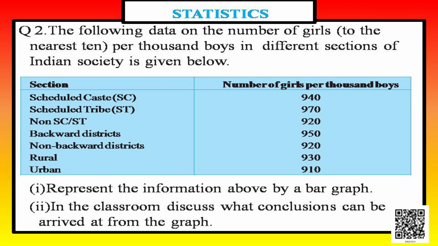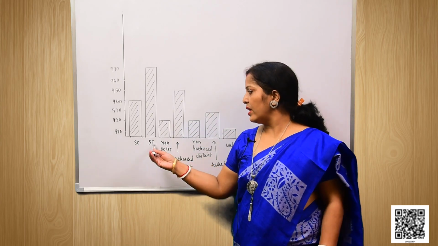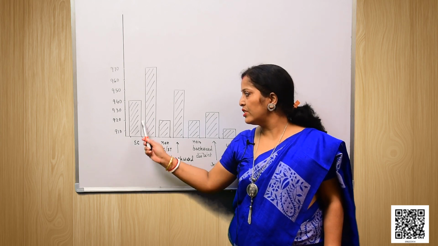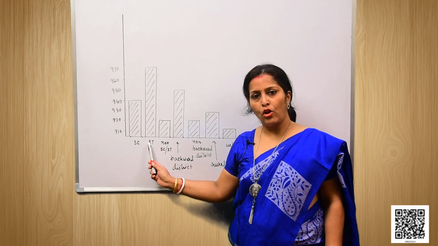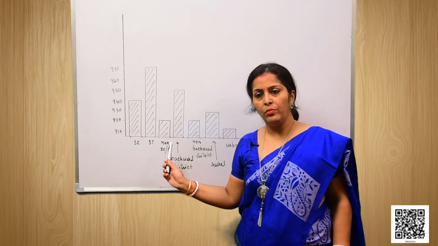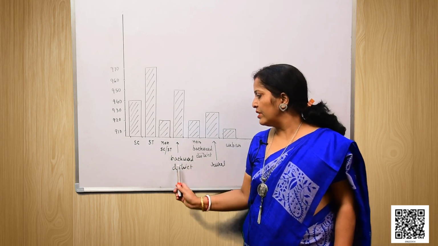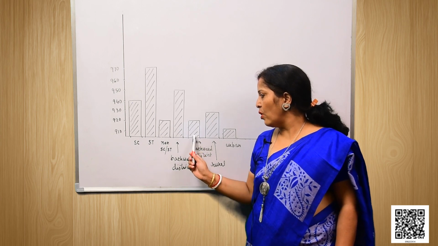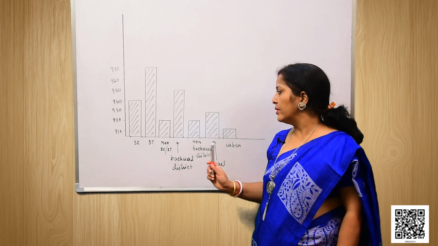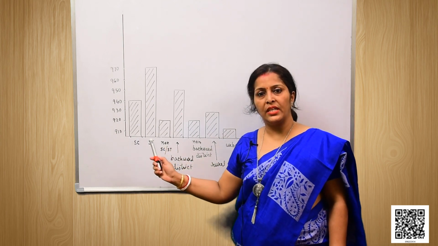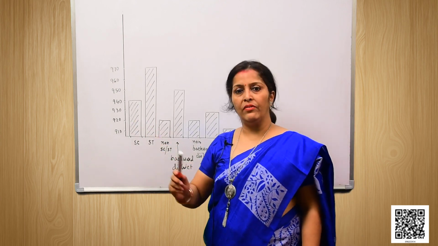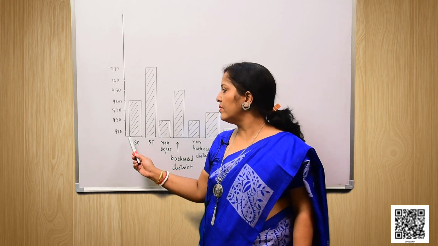Here is our solution. Along with the horizontal line we have written the section. So the first column is SC, second column ST, third column non-SC ST, fourth column backward districts. The next one is non-backward district, next is rural and then urban. I have plotted the points giving some gaps in between them. And according to the numbers given in the table, we have drawn the bar graphs.